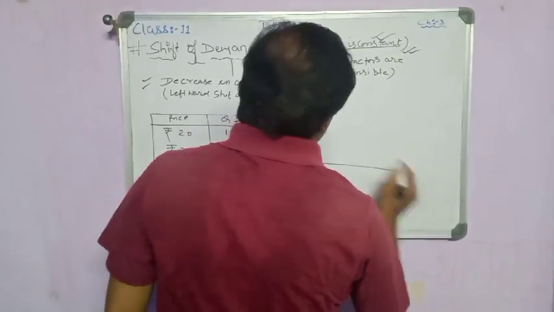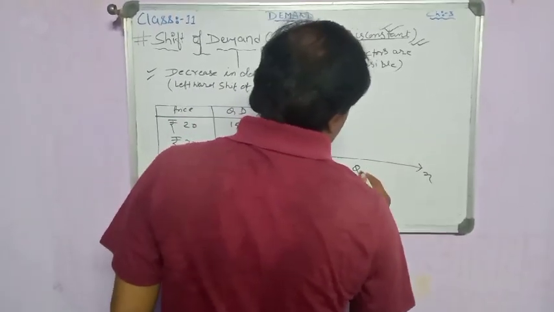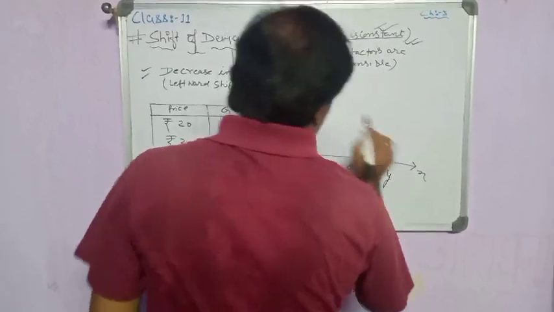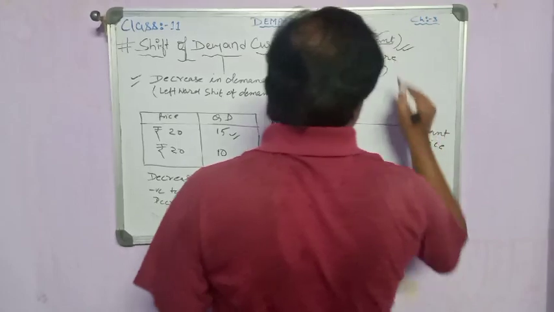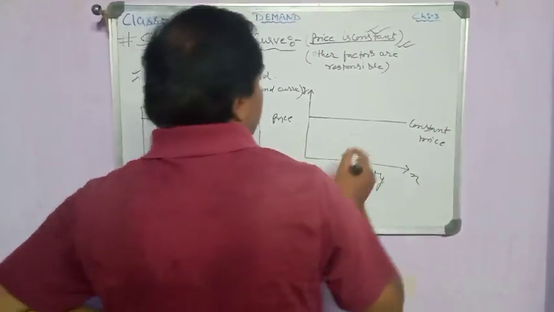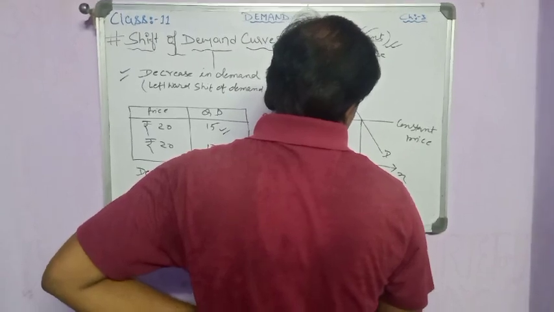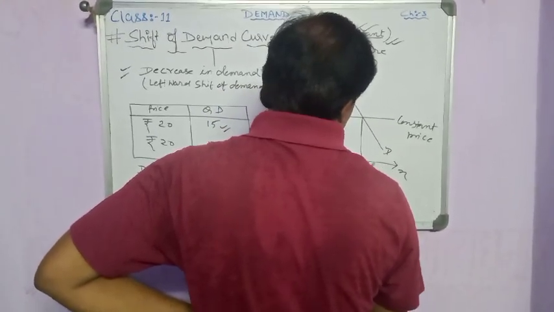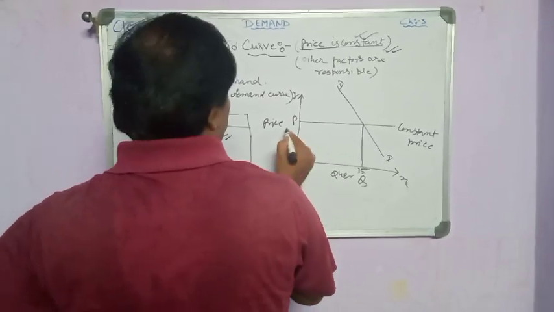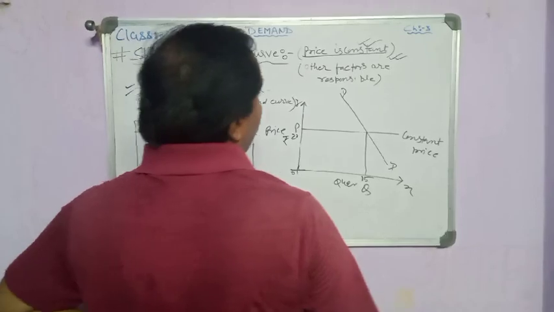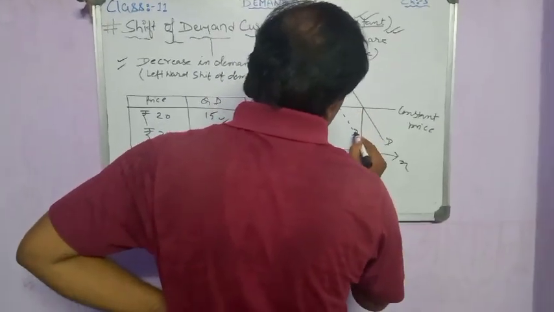Now come to the graph. This is your y-axis, this is your x-axis. On the y-axis is the price, here is the quantity, and this is the constant price. Previously I told you the price will remain constant. So initial demand was 15 units, let it be OQ. Now OP is the price and it may be rupees 20, and here the quantity demand has decreased from 15 to 10. It means the demand curve will shift leftwards, that is D1.